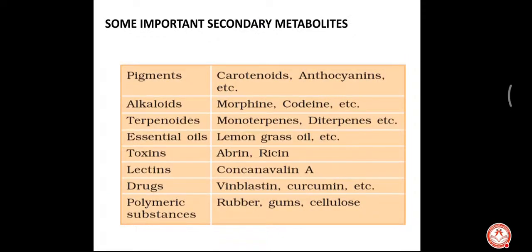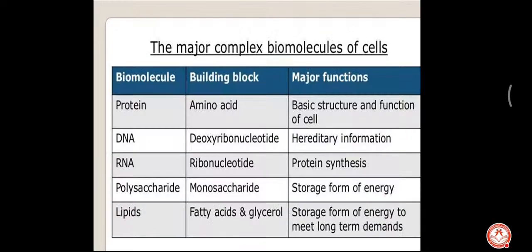These are some of the important secondary metabolites: alkaloids, essential oils, toxins, lectins, drugs and polymeric substances, and these are very important for competitive exams. For the last 2 years, a question has been coming from this topic in biomolecules. One question is from the secondary metabolites, and these are very important.